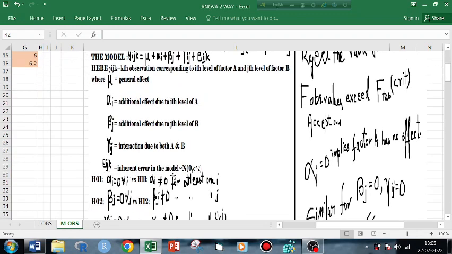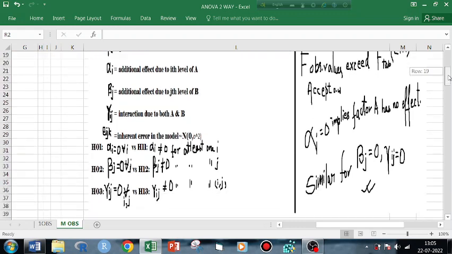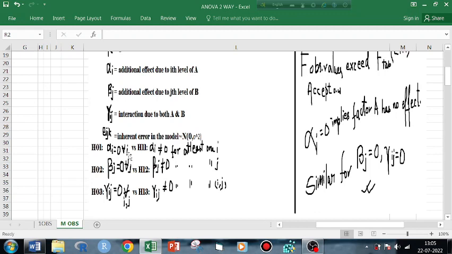Eijk is the inherent error in the model, which follows independent identical normal 0, sigma square. Our first null hypothesis is that there is no significant effect on the responses Yij due to the factor A, against the alternative that yes, there is a significant effect on the responses due to the factor A. Our second null is that there is no significant effect on the responses due to the factor B, against the alternative that yes, there is a significant effect on the responses due to the factor B.